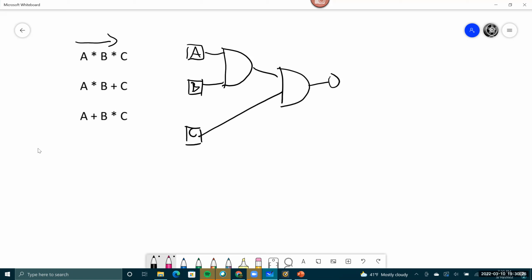Okay. Now the next one, this is where things are a little different. Notice that we have an AND operation and an OR operation. Okay. So this is where precedence order comes in. Precedence meaning that you have to do certain operations before others. So if we were just dealing with regular algebra, which operation do you do first? Multiply or add?